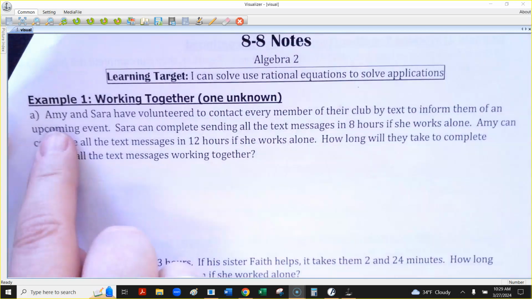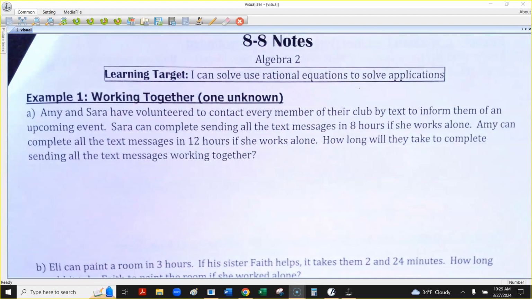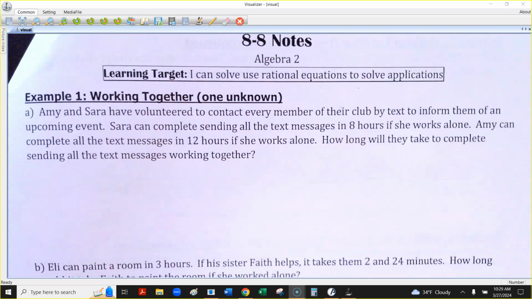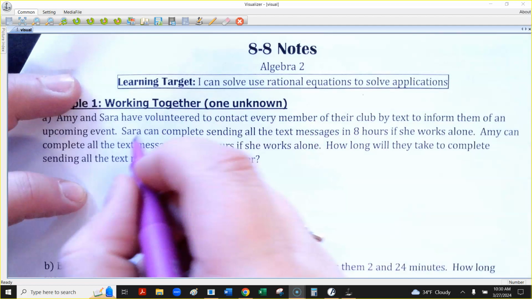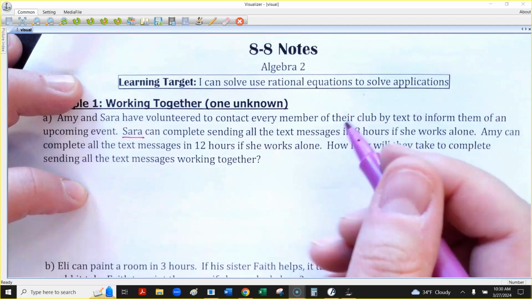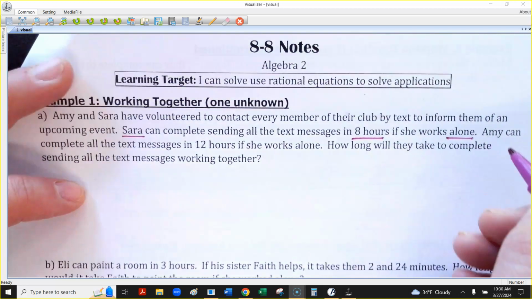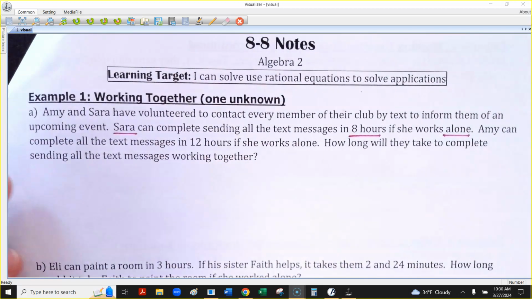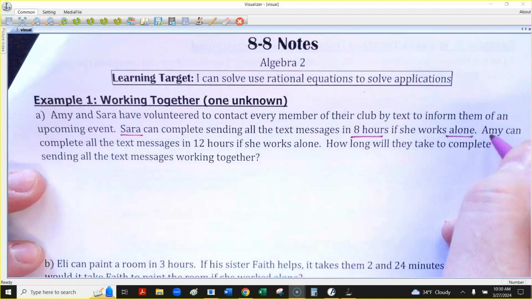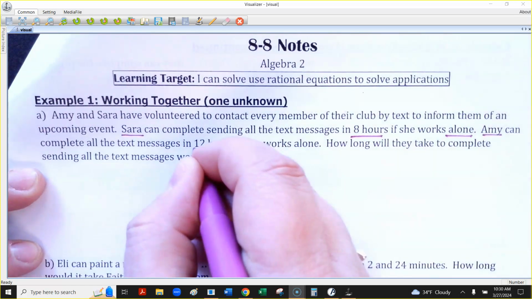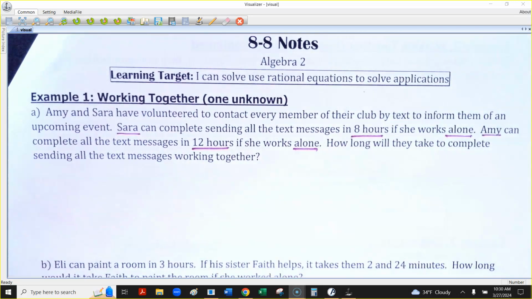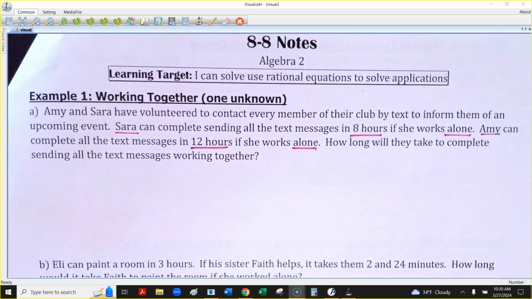It says, Amy and Sarah volunteered to contact every member of their club by text to inform them of an upcoming event. Now, I'm going to have a couple pieces of information here. Sarah can do all the text messages in 8 hours if she works by herself. Then it says Amy can complete all the text messages in 12 hours if she works by herself. How long will it take them to complete sending the text messages if they work together?